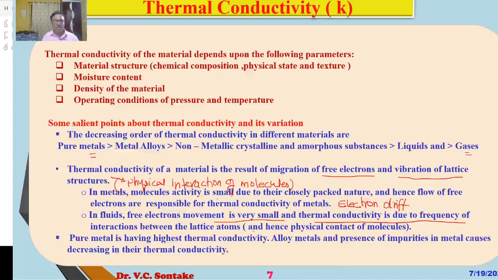Pure metal is having highest thermal conductivity. Their thermal conductivity decreases if they become alloy metals, and presence of impurities in metal causes decrease in their thermal conductivity. For example, copper is having highest thermal conductivity. But the moment copper and zinc are mixed to make alloy metal, their thermal conductivity decreases.